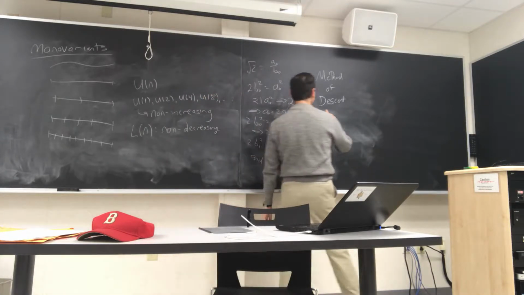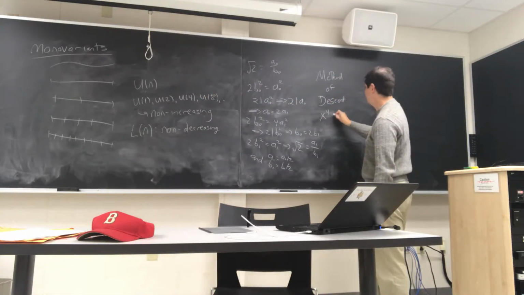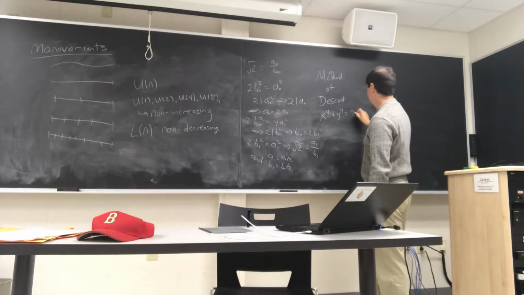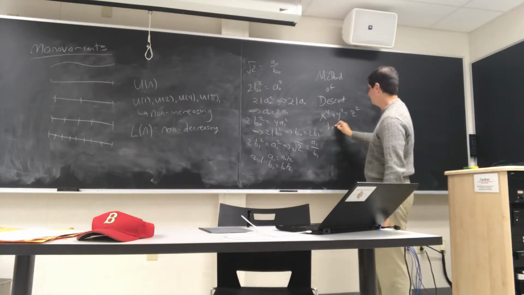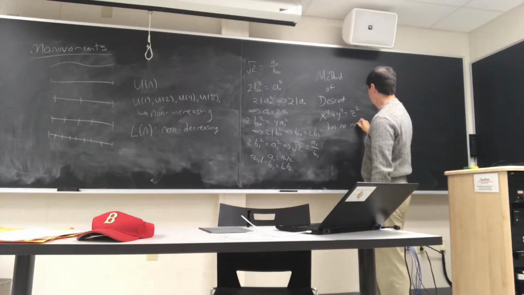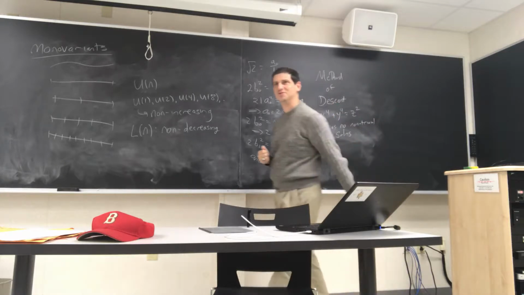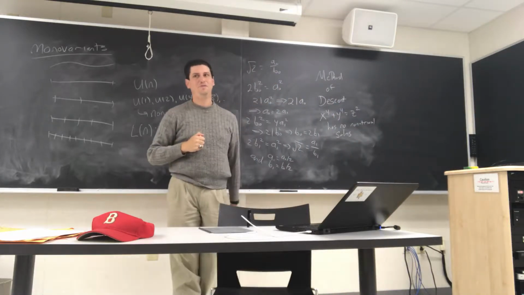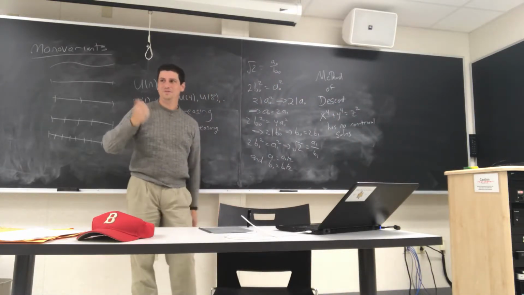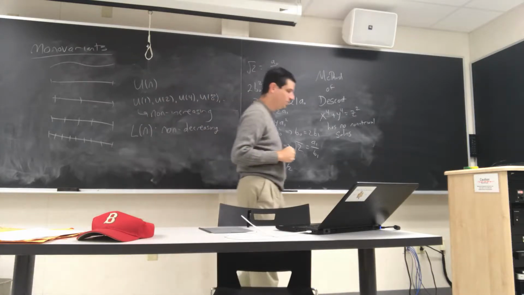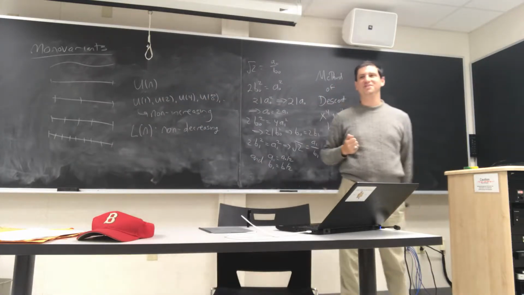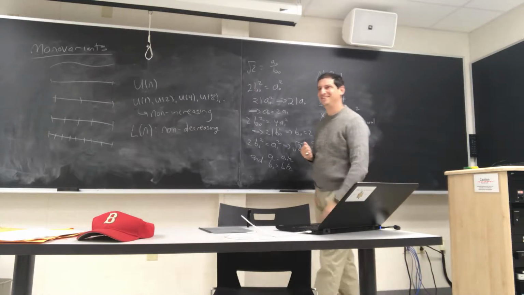So for instance, you can use it to prove that x to the fourth plus y to the fourth equals z squared has no non-trivial solutions. So why do I have to say non-trivial solutions? They can all be 0. They could all be 0, okay. A little bit less trivial than all is 0, but that's fine. That's a good start.